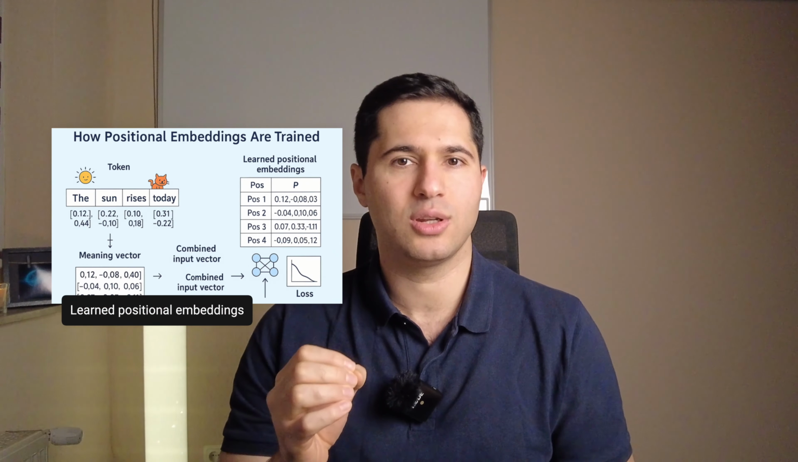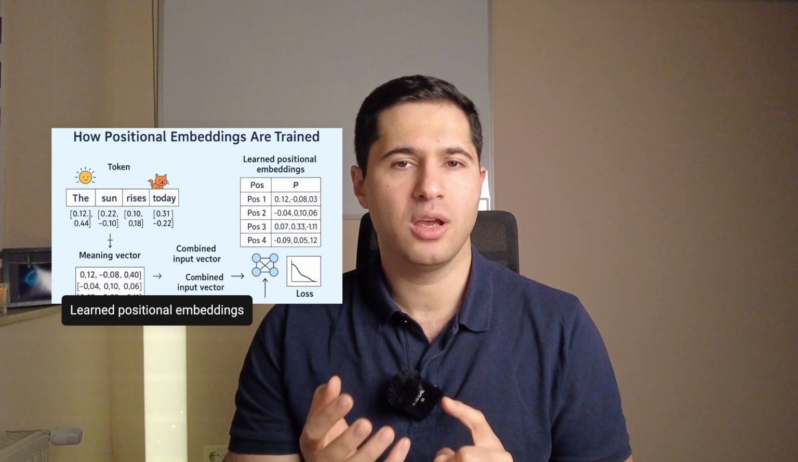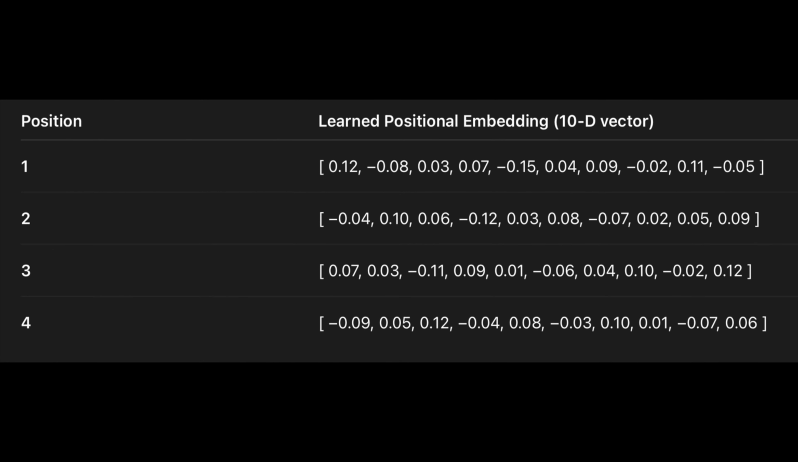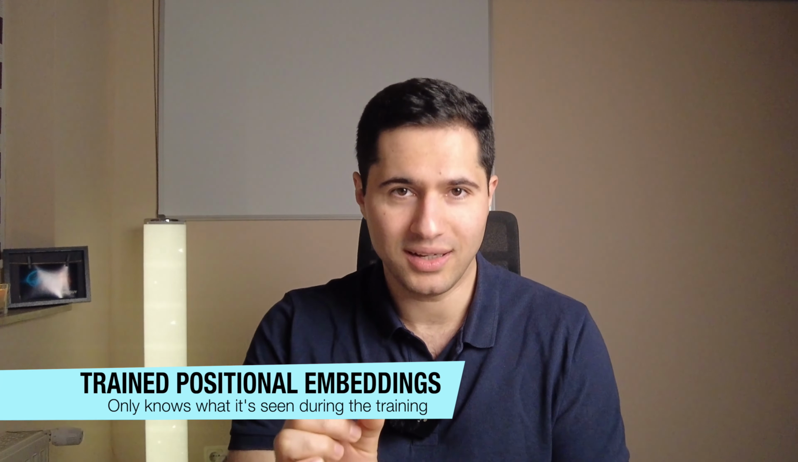Now there are two main ways to create these position vectors. Option 1 is learned positional embeddings. Each position, 1, 2, 3, 4, gets its own learnable vector, just like each word gets an embedding. It's simple, it works well, but it only knows positions it has seen during training. If you train it on sequences up to 512 tokens, it won't generalize well to 1024.